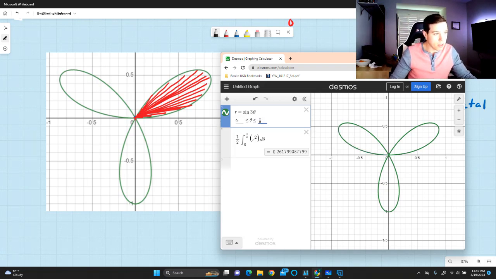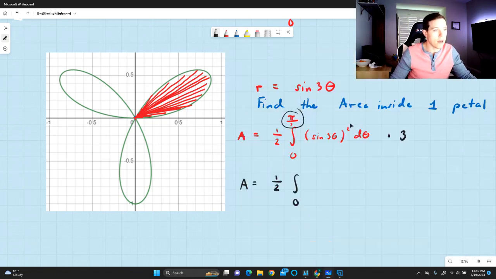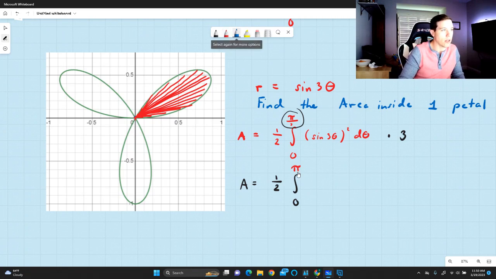The problem is if you mess up and go to 2 pi, watch. The graph doesn't change, it just starts overlapping itself. And if you make this bound 2 pi, you're going to get double the answer you want because this thing really is supposed to end at pi. So in other words, watch how I do this.